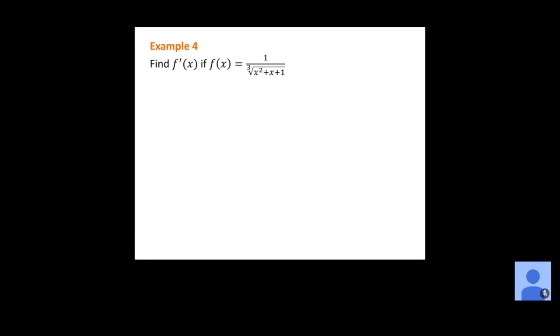All right, so let's take a look here at example 4. Again, this is still section 2.5. So we want to find the first derivative, f prime of x, if our function here is 1 over the cubed root of x squared plus x plus 1. Right, so what's the first thing we might want to do with this function if we're looking for our first derivative here?